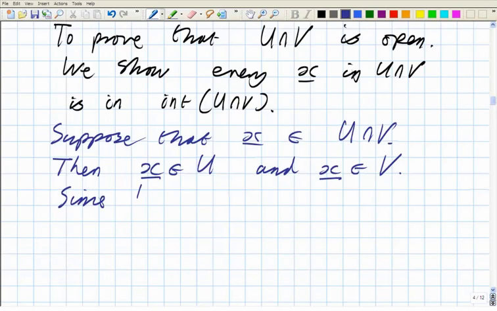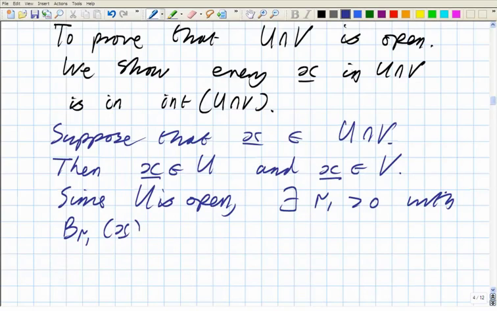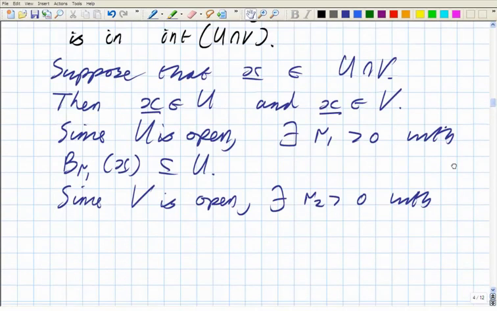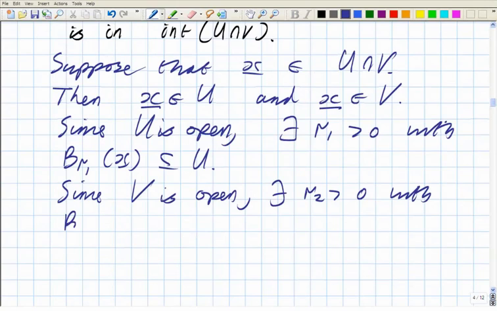So since U is open, there exists a number r1 greater than 0, a positive real number r1, probably quite small, with B r1 of X contained in U. And similarly, since V is open, and X is in V from above, there exists an r2 greater than 0 with B r2 of X contained in V. And now we get another one of these optional diagrams, which you don't have to give in the proof, but which do show you what's going on.